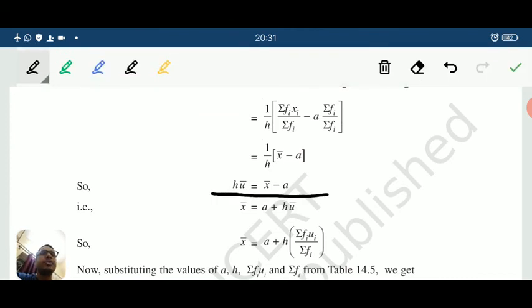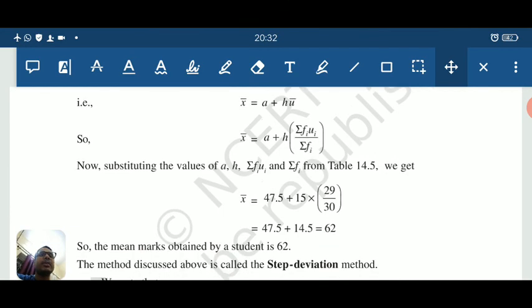h u bar equals to, that is the mean x bar minus a, and then we need to find the x bar. So x bar is equal to a plus h u bar. Okay, or a plus h times, what is u bar? U bar is sigma of fi ui by sigma of fi. And then let's find out the value of x bar using this method.